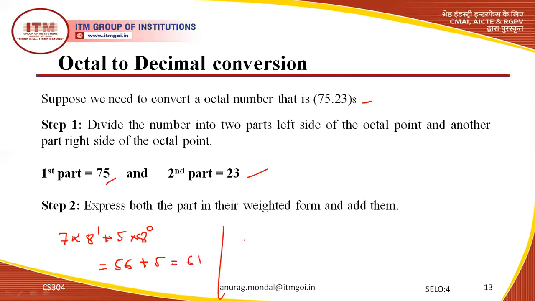Now for 23, what do we do? 2 into 8 to the power of minus 1 plus 3 into 8 to the power of minus 2, and like that we have some number. After addition, whatever the result is, that result is the decimal equivalent of the octal number.